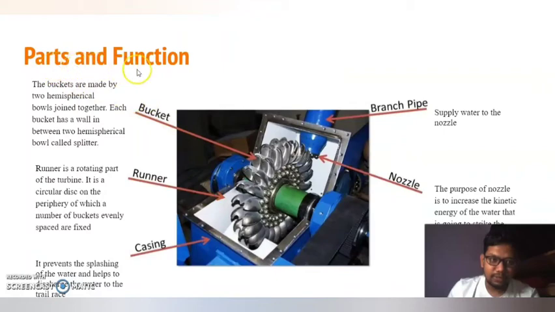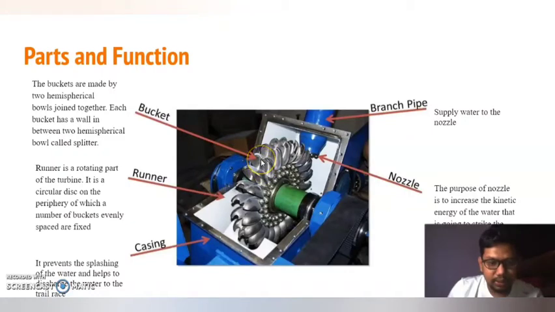Next, the parts and their functions. Firstly, the bucket. The buckets are made of two hemispherical bowls joined together, and each bucket has a small wall between the two hemispheres. That is called the splitter. The splitter splits the water strike into equal parts of the cup.